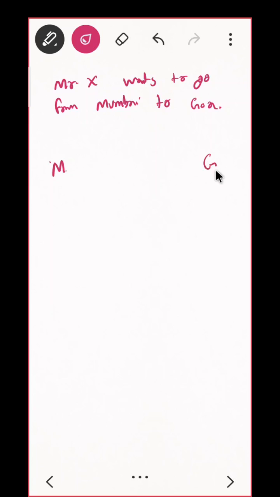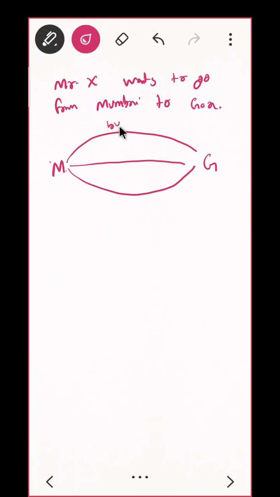Or let me give just one more example. Suppose Mr. X is there, he wants to go from Mumbai to Goa, for enjoying his holiday. So he has three modes of transport. Let me say here Mumbai, this is Goa. He may go by three modes. The first mode is by air, by flight, and second by road, next by sea. Okay, so from Mumbai to Goa he has to go, and he has these many combinations.